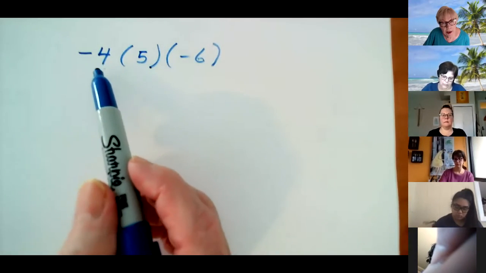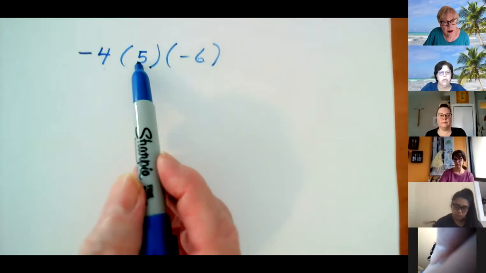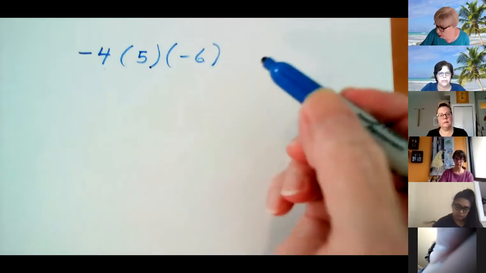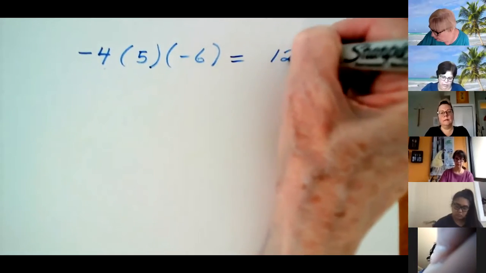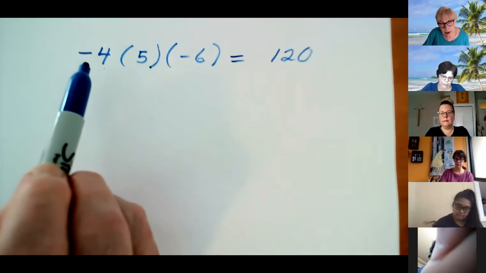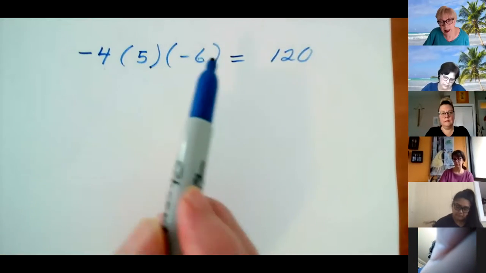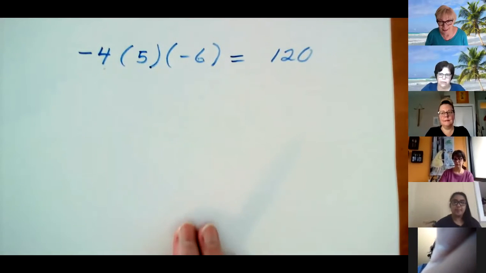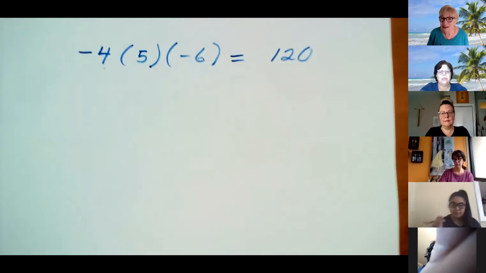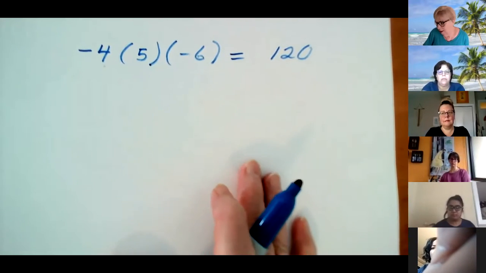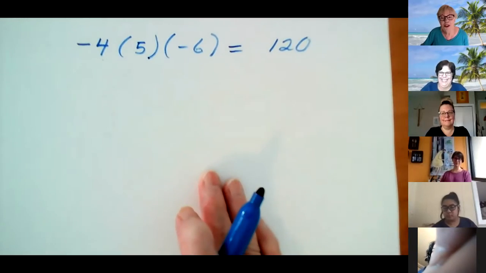So all I have to do is say, okay, 4 times 5 is 20. 20 times 6 is 120. And then I double check my work about the sign, negative times a negative, positive. Yep, I like it. Did you like it? Okay. Let's do the next problem.